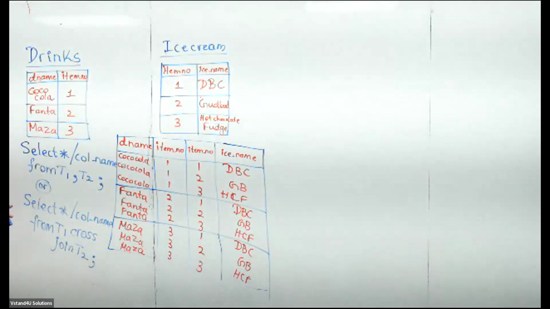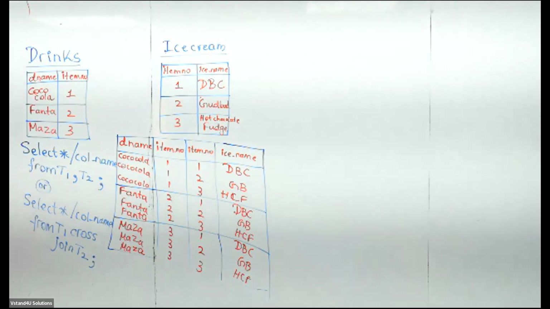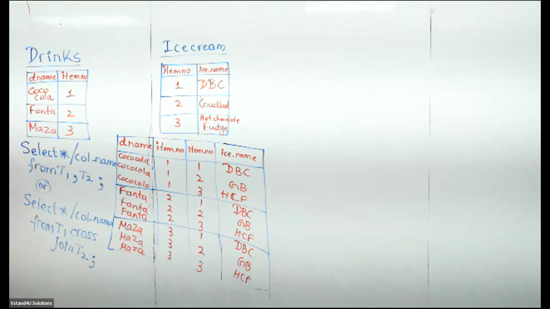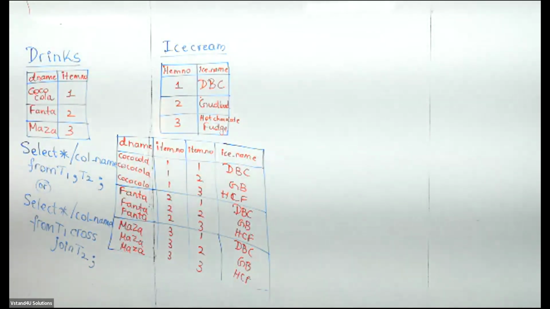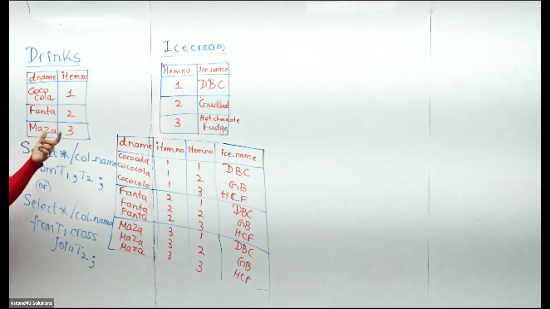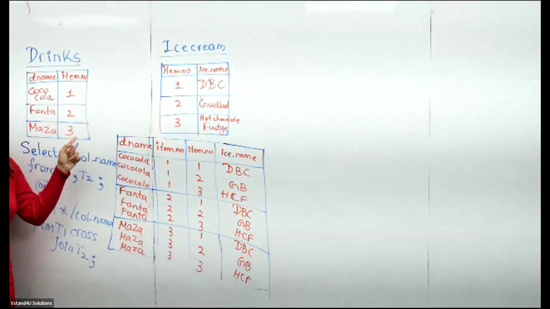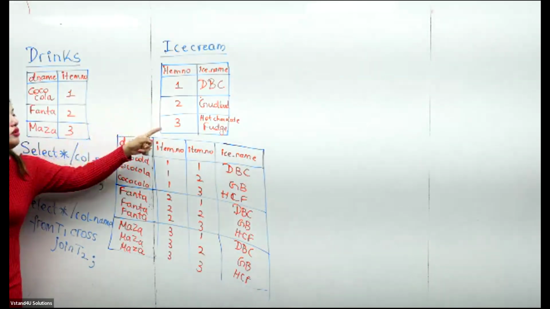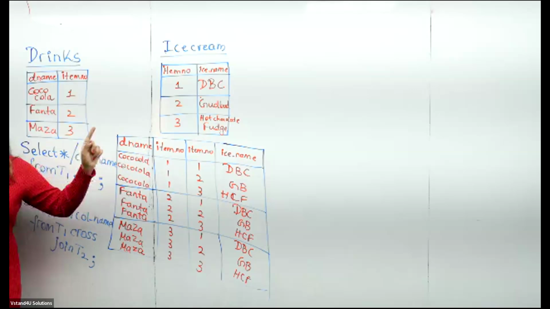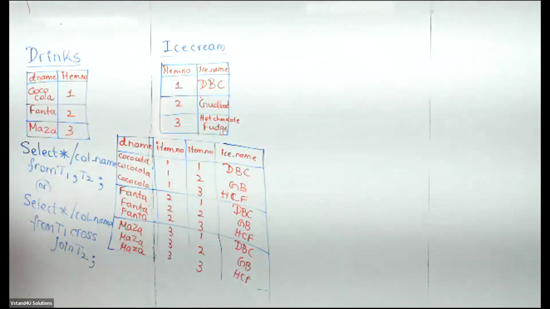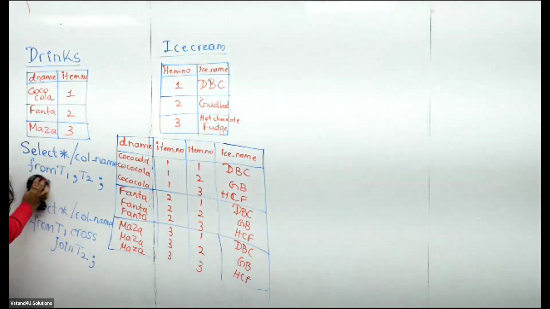So now, guys, see what they are telling. Inner join can be applied to the tables which have a common column between them, or there should be some relationship between them. Obviously, you will say, ma'am, this is drinks and that is ice cream. Yes, but if you see the column here, both the columns are the same. The same item number you have here also. So can I use inner join? So now what will the syntax be?